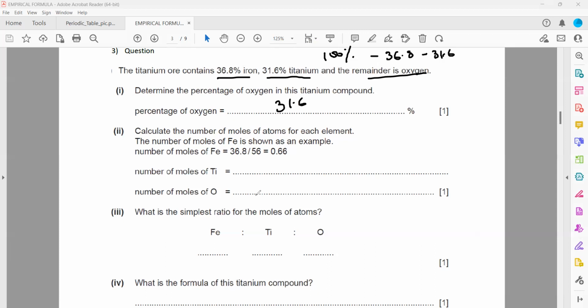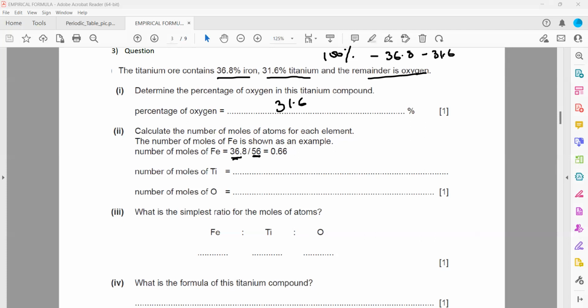So this is 31.6. Calculate the number of moles of atoms of each element. They give you the idea how to calculate the moles. To calculate the moles, you divide the given percentage by the atomic mass. For iron, they did the first one. It was 36.8 divided by 56. Iron's mass is 56. You got 0.66.